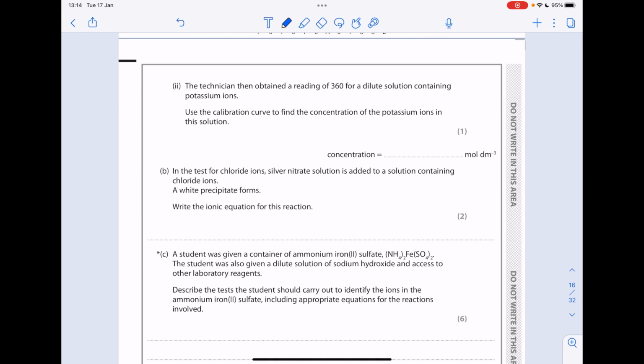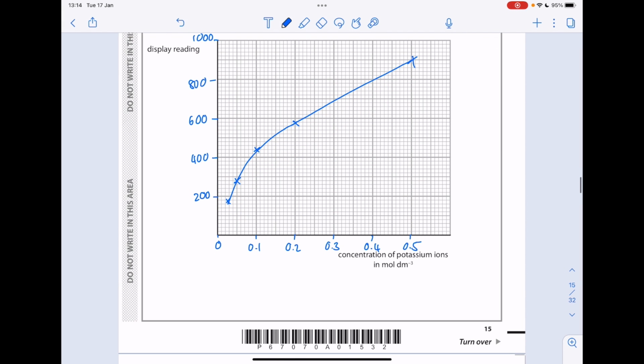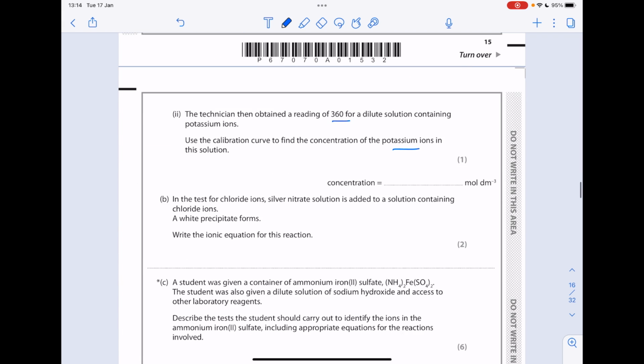The technician then obtained a reading of 360 for a dilute solution containing potassium ions. Use the calibration curve to find the concentration of potassium ions in this solution. That means reading across at 360, and then read down here. So that's around 0.07.